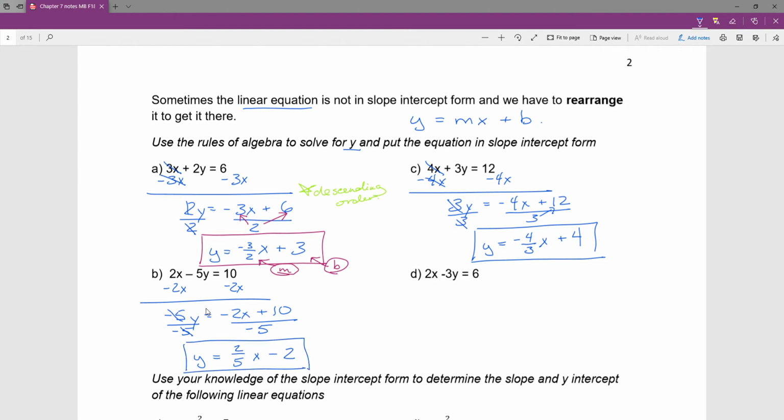And last one, here in using the skill of solving for y or putting the equations into slope-intercept form. Start by subtracting 2x on both sides. Negative 3y equaling negative 2x plus 6. Divide by negative 3 on both sides. And my final answer here in slope-intercept form, or solved for y, is 2/3 x minus 2.